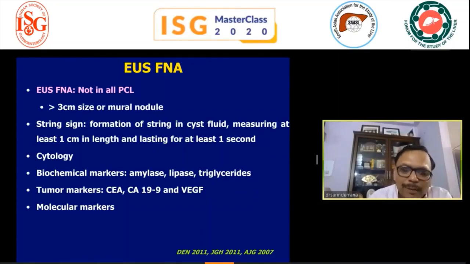You send for biochemical markers like amylase, lipase, and triglycerides. You can have a surprise of lymphangioma or pseudocysts still despite all the imaging. So you need to send these biochemical markers. You send tumor markers, which include CEA, CA 19.9, and VEGF, and then you do molecular markers.